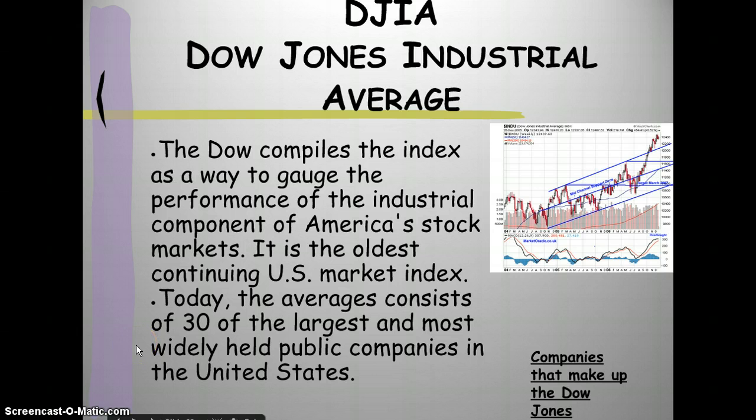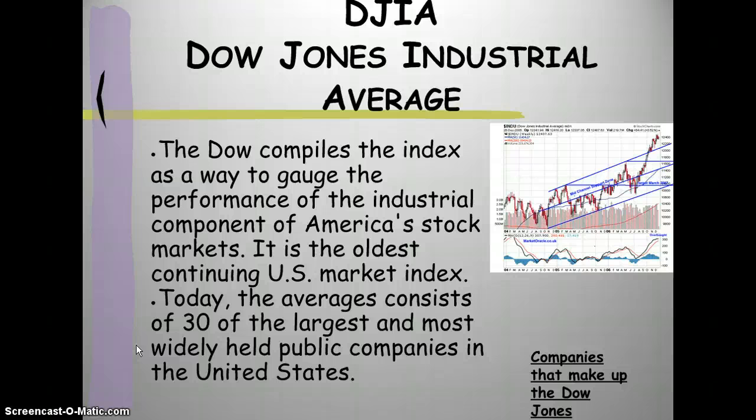Now, a couple things about indexes. The Dow Jones Industrial Average is a typical index that we will look at to gauge the performance of industrial stocks in America. It's the oldest in America. Today it consists of the top 30 most profitable and widely held public companies in the United States. And so we're talking the most profitable companies that exist here today.